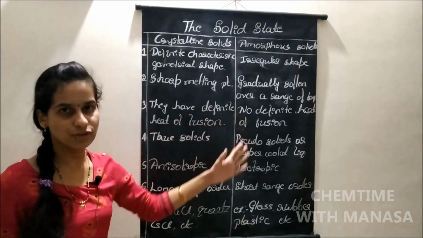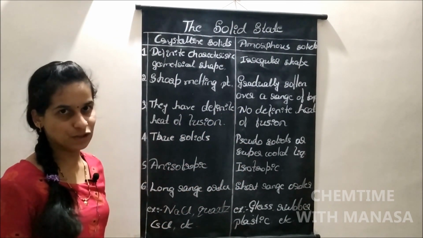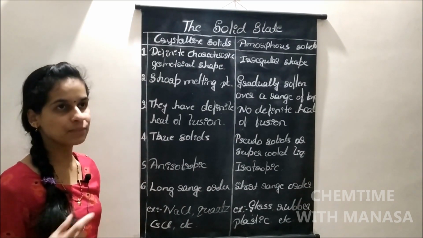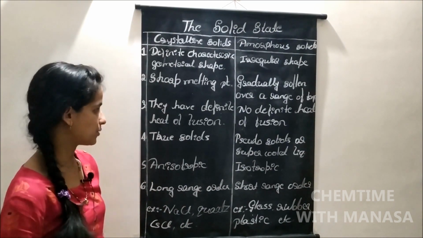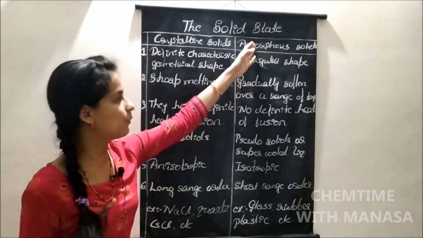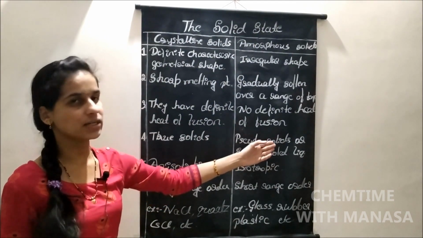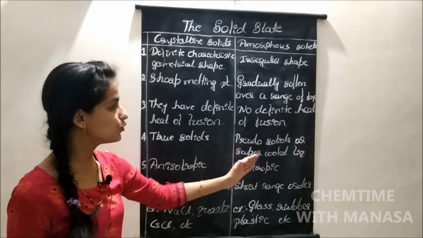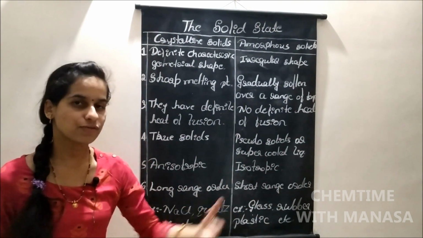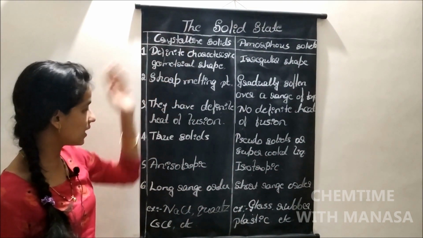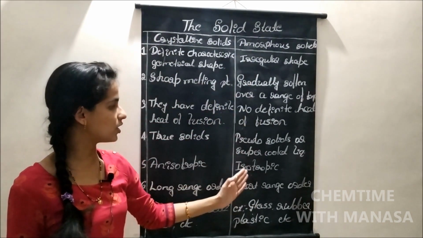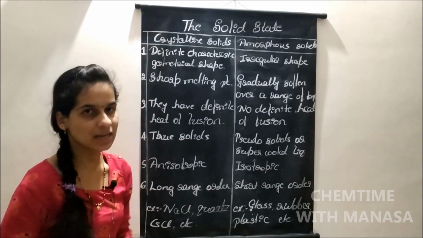Here, heat of fusion means the amount of energy required to melt a unit mass of a solid at its melting point. The crystalline solids are true solids, but amorphous solids are pseudo-solids, or sometimes termed as supercooled liquid, because they have the tendency of flowing. And crystalline solids are anisotropic in nature, but amorphous solids are isotropic in nature.